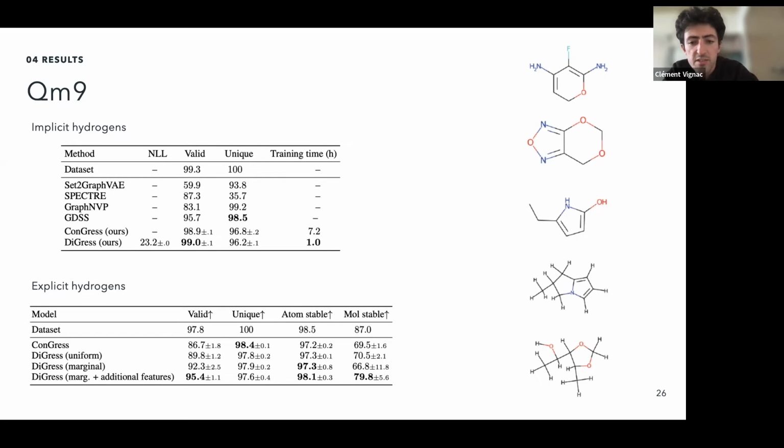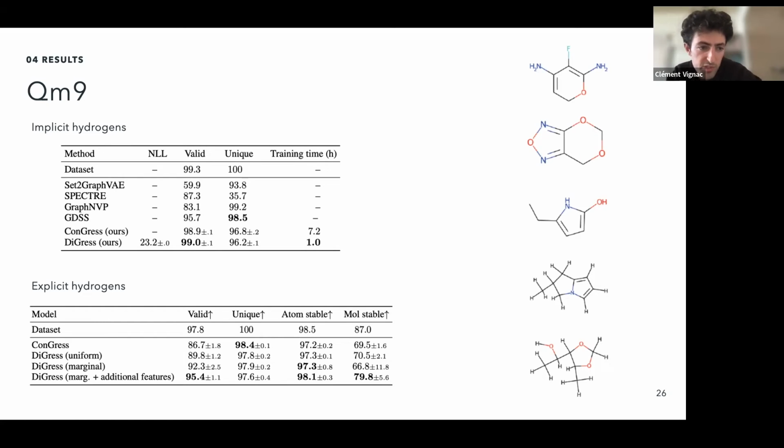So the model with implicit hydrogens has only up to 9 atoms, so it's very small molecules, and we can sample from it very well. You can see that we have a baseline, which is the same architecture, the same denoising network, but within a continuous framework, so with Gaussian noise. So our model Congress is very similar to GDSS, but it uses the graph network that we use for DiGress. So you can see that Congress manages to sample very well from QM9 as well, but it takes much longer to train.